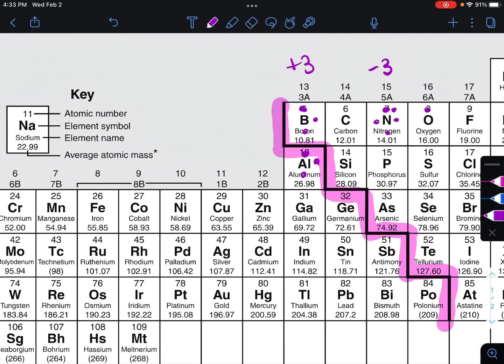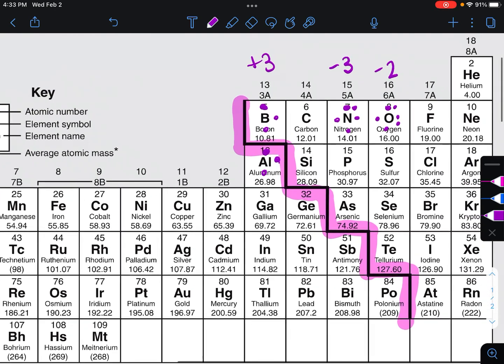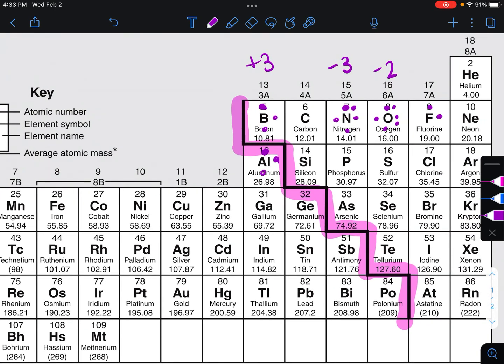Group 6A, those have 6 valence electrons, all of them in there. So they are going to gain 2 to get 8, and their charges will be -2. And then finally, group 7A, they've got their 7 valence electrons. They just need to gain 1 more. So when they gain 1, their charge will be -1.